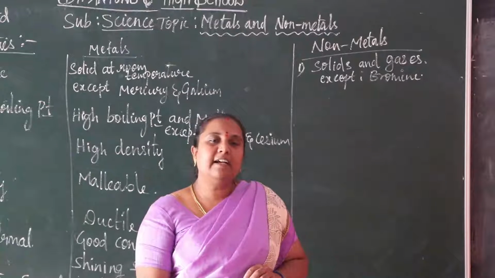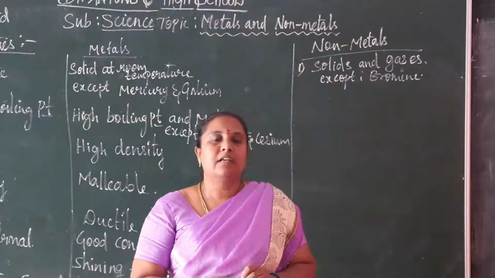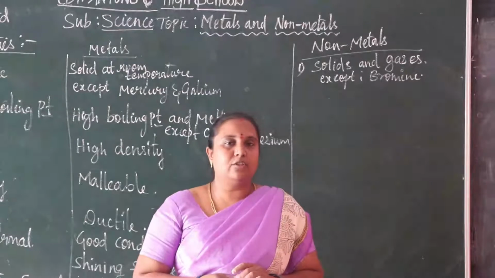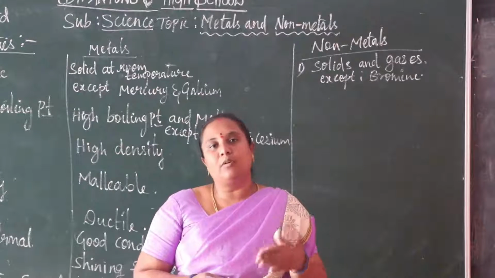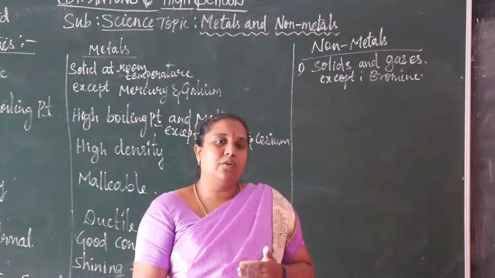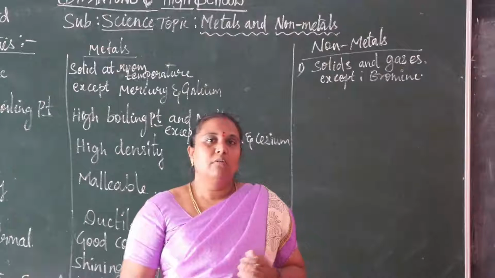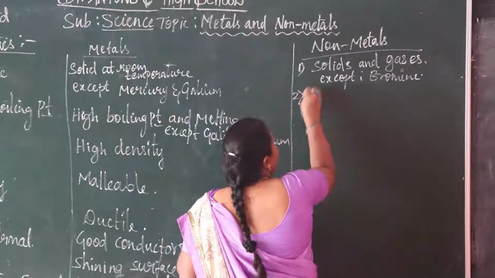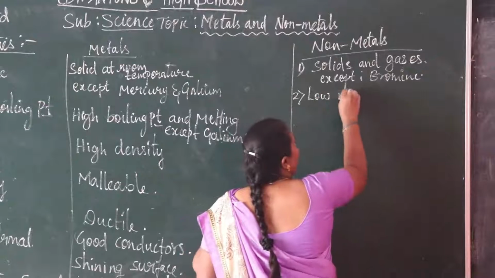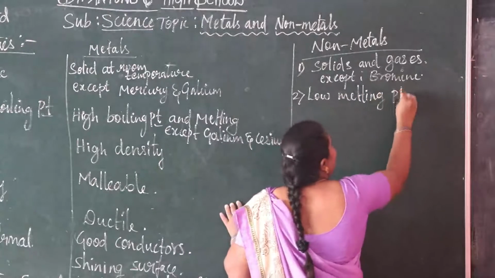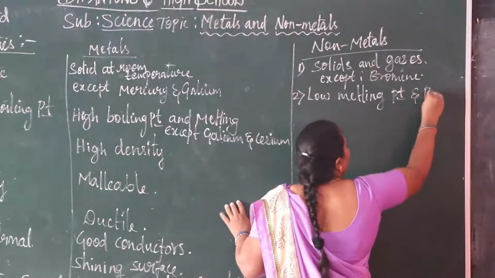And then melting and boiling point of non-metals. See, non-metals are always soft in nature. Soft means they boil and melt easily; it takes little time. So they have low melting and boiling points, compared to metals.